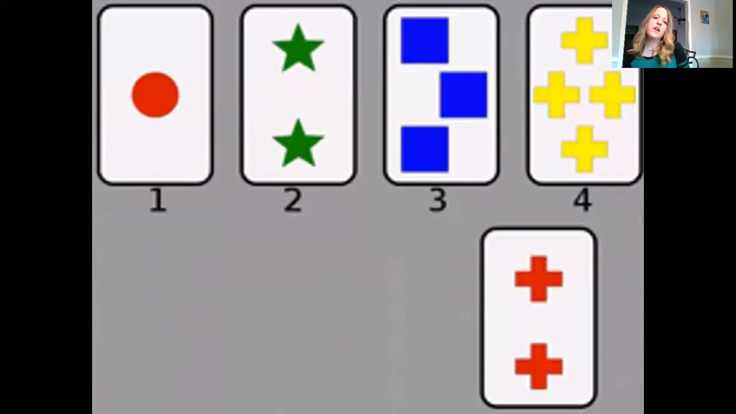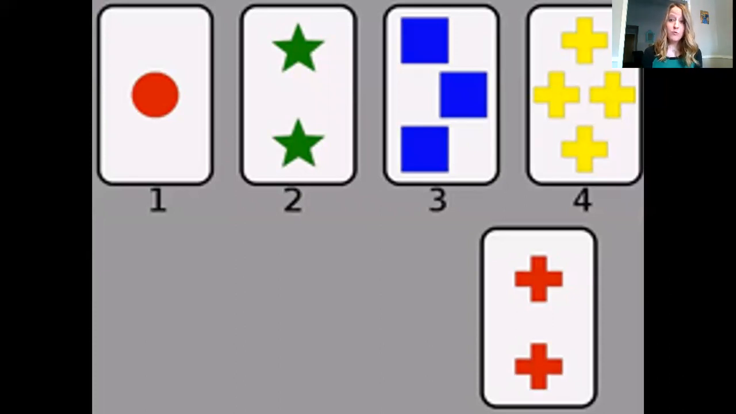You are given a deck of cards that vary in terms of the shape that is presented, the color of the shape, and the number of shapes on the card. So you see here that we have circles, stars, squares, plus signs. We have red, green, blue, yellow, and we have 1, 2, 3, or 4 shapes. So you start out, and the task is to figure out what the rule is for sorting the cards. Here you see that the starter card is 2 red plus signs.